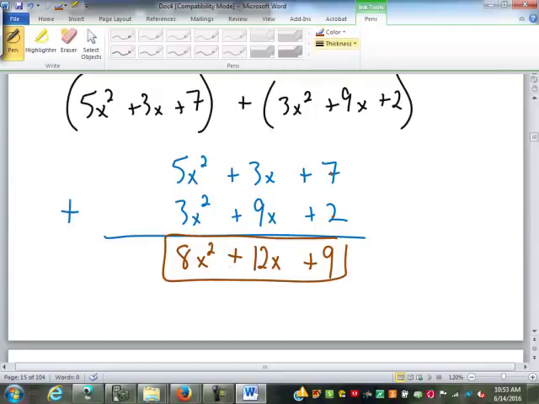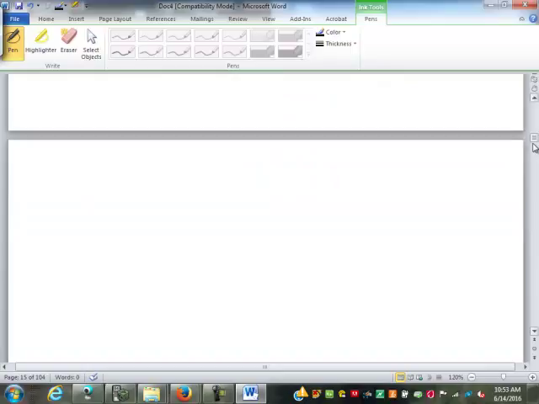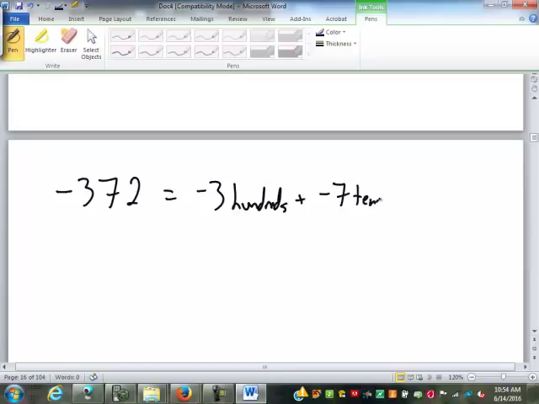Now, of course, one of the differences between algebraic numbers and whole numbers is algebraic numbers always have to be written out in expanded form. Another big difference is with our integers, either the whole number is positive, every digit is positive, or every digit is negative. Negative 372, that's a negative 300s, and a negative 7 10s, and a negative 2 1s. That negative makes every digit negative.